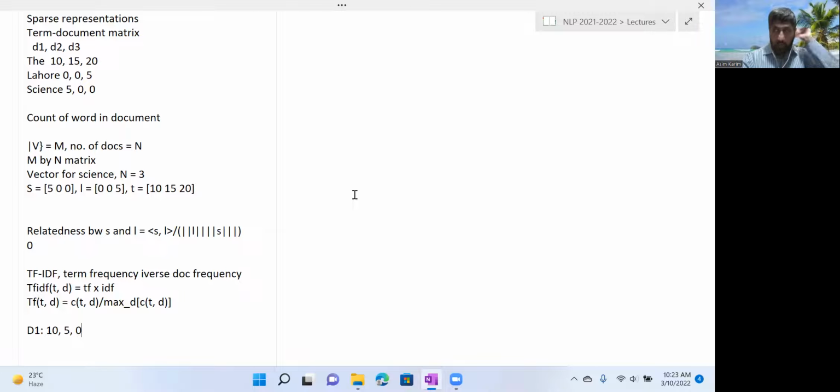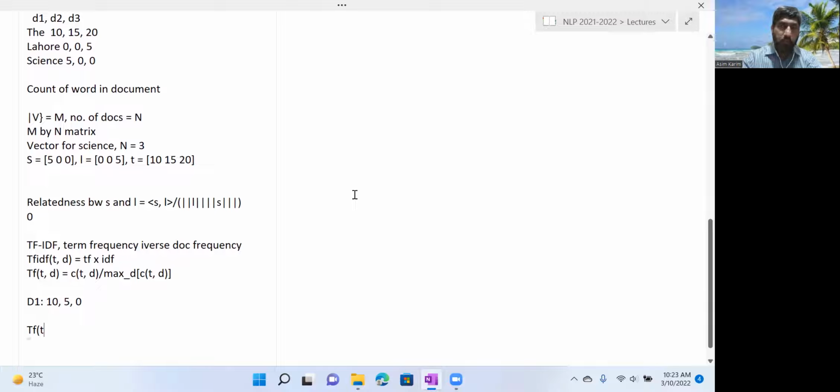Okay. So this is one way of quantifying the TF. The normalization, in this case, I've done with the maximum count, sometimes also with the length of the document, the number of words in the document. So that's also sometimes used. In other words, TF(t, d) is basically C(t, d) divided by the number of words or terms in d. So this is another way to compute TF.